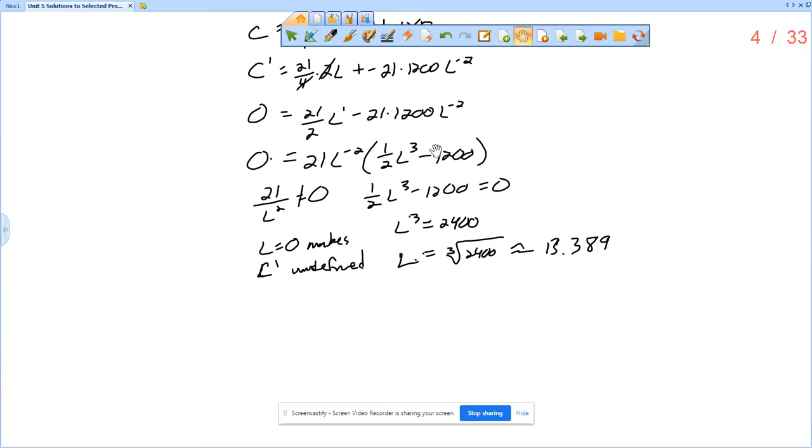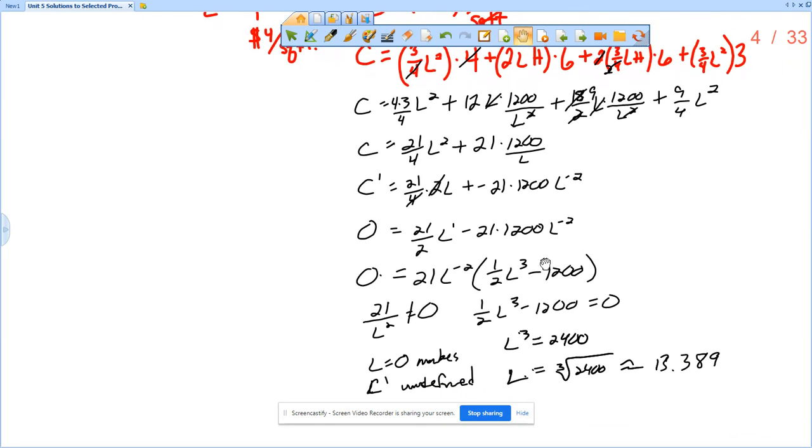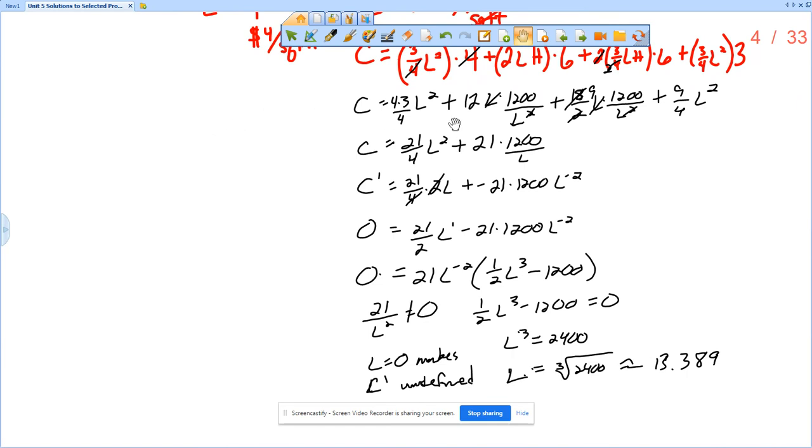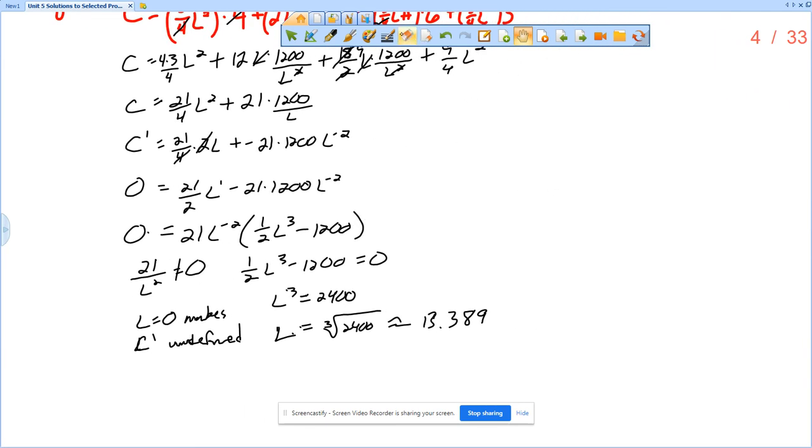But now we do want to make sure that we double check this. All right, and so we do want to do a sign analysis, a relatively simple sign analysis. I've got my 13.389, and then our factors really are just these two factors here: 21 L to the negative second, and then our 1/2 L cubed minus 1200. All right, and so we get a 0 here.